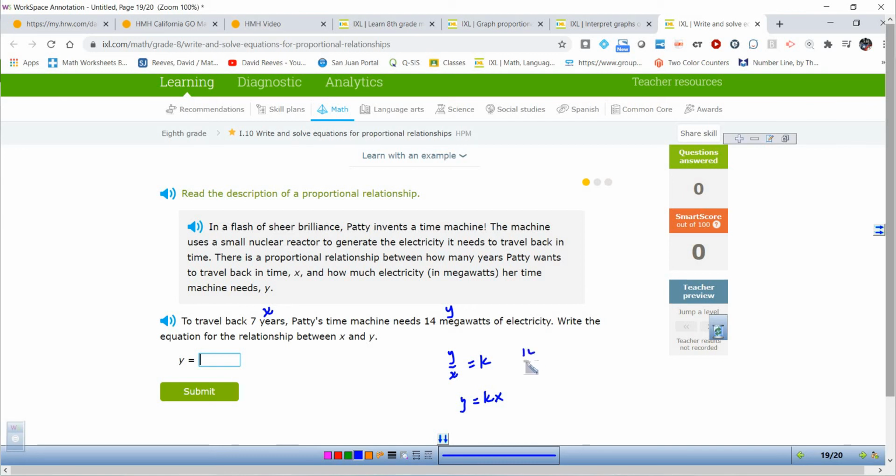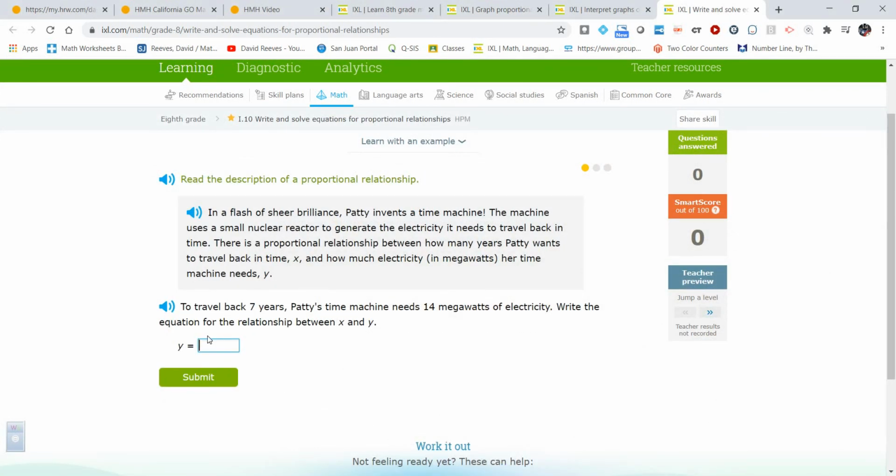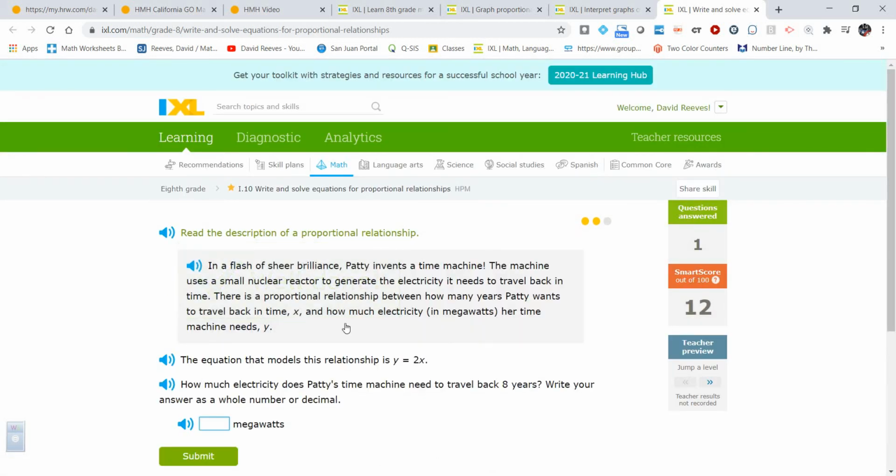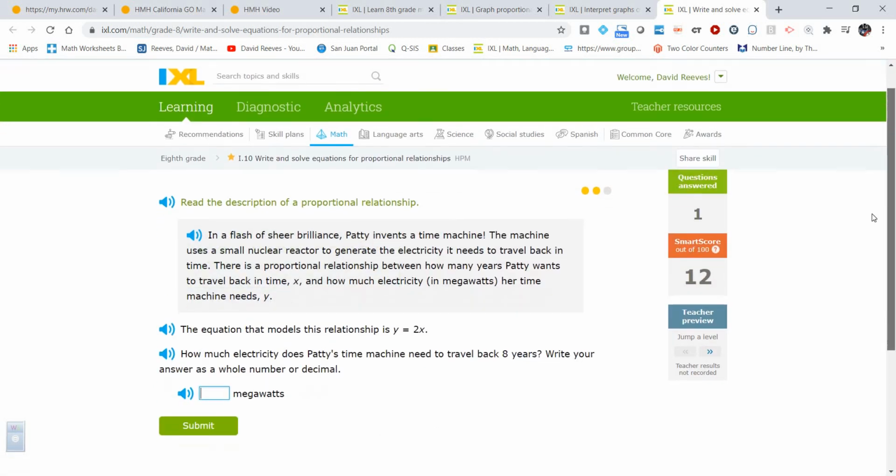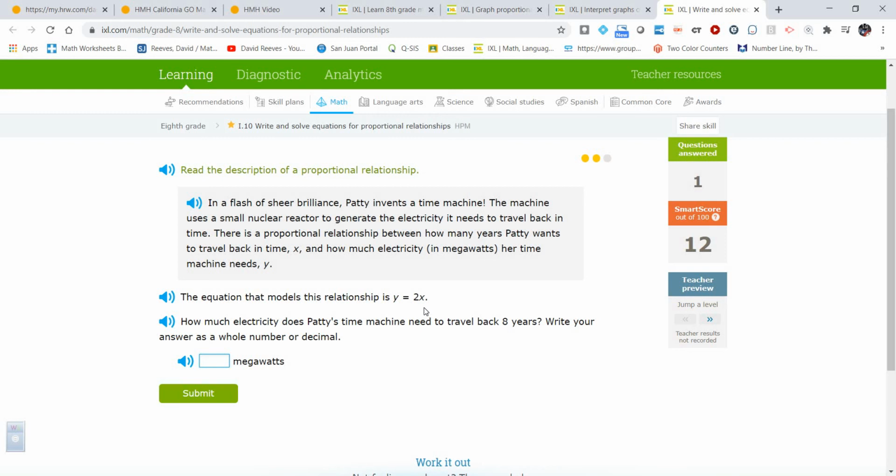So I'm going to do 14 divided by 7 is equal to 2, so y is equal to 2x. So the megawatts will always be twice the number of years. So y is equal to 2x. All righty. The equation that models that relationship, y equals 2x, deja vu all over again.